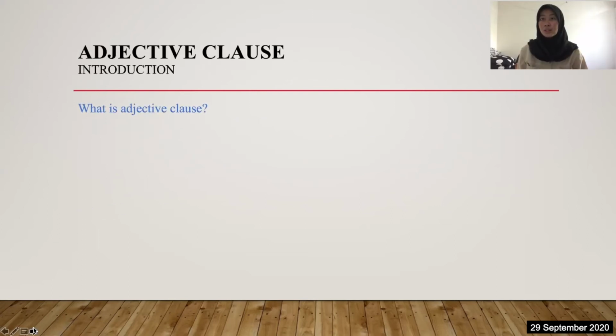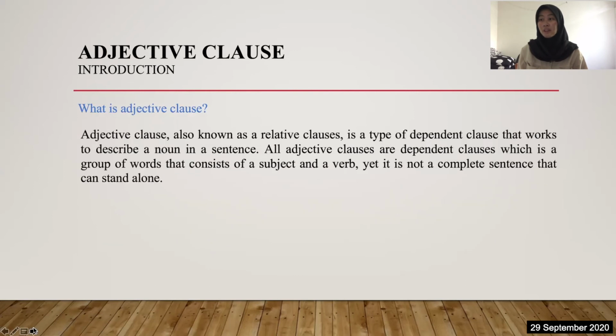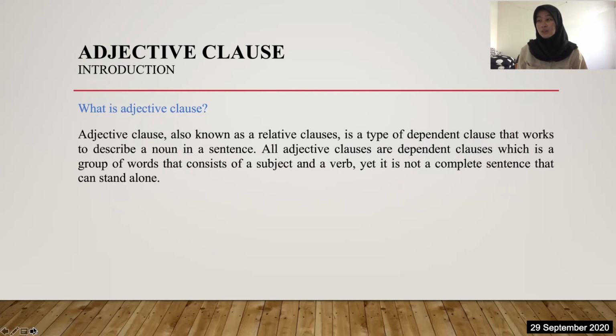Now we turn to adjective clauses. What is an adjective clause? An adjective clause, also known as a relative clause, is a type of dependent clause that works to describe a noun in a sentence. All adjective clauses are dependent clauses, which is a group of words that consists of a subject and a verb, yet it's not a complete sentence that can stand alone.